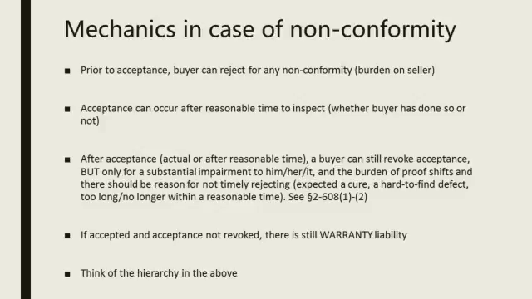If the buyer has decided to accept it, then if it's something that's a little bit hidden, hard to find, or the buyer needs the right time to inspect, then the buyer might have accepted but still has a chance to revoke acceptance. And if there's, for example, something that's hard to find out, then you might still be able to revoke. But the problem with revocation is that the buyer now has to prove that. It's not the seller proving, it's the buyer proving that.